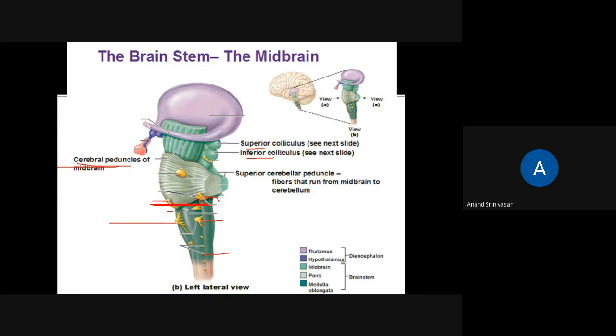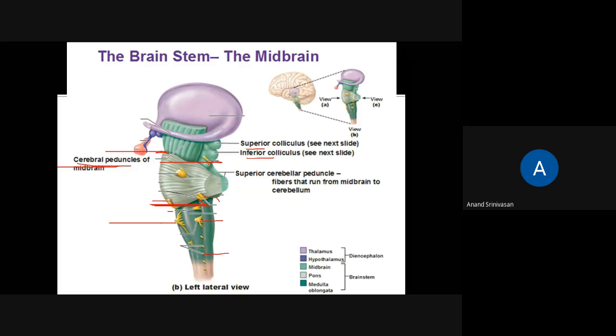Here you can see, actually they have not shown here, the third cranial nerve will arise from here. What is the third cranial nerve? Oculomotor nerve. And this one is the fourth cranial nerve, which arises from behind. Remember that the fourth cranial nerve is the only cranial nerve which arises from the dorsal aspect. What is the fourth cranial nerve? Trochlear nerve.